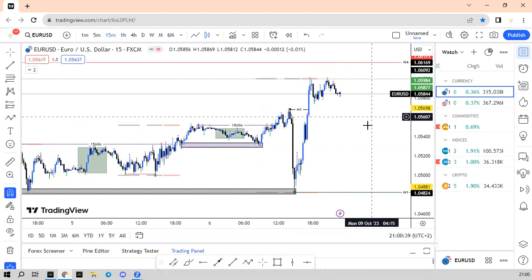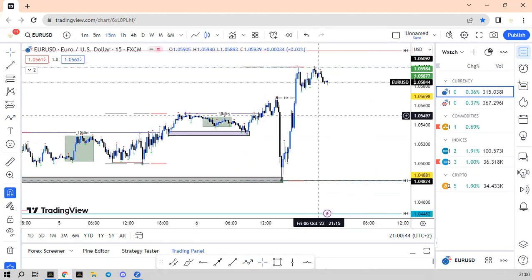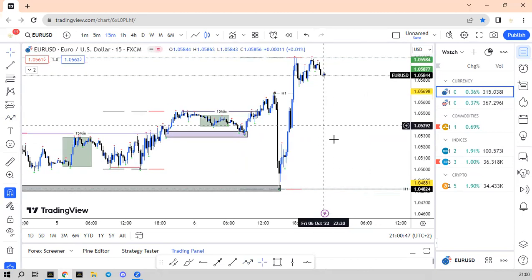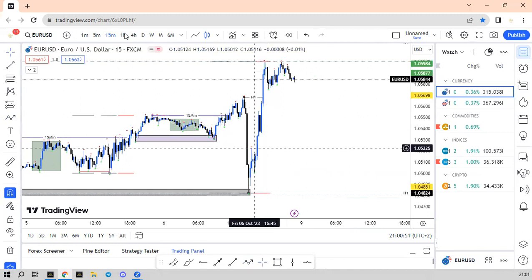Short term, since the higher time frame structure is bearish, we are going to be looking for a sell, maybe using this order block or something below here. Let's just see something.